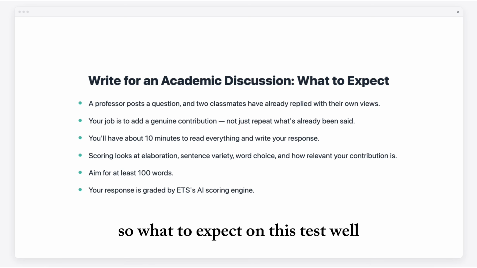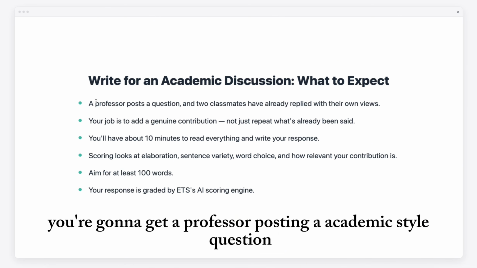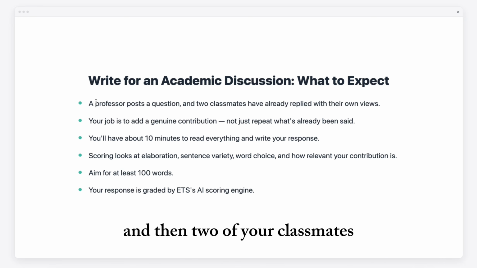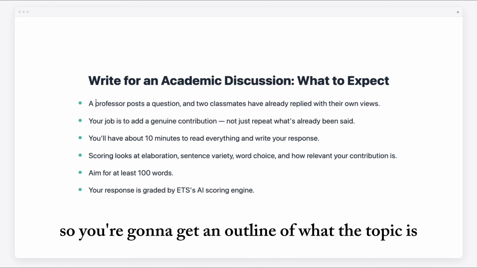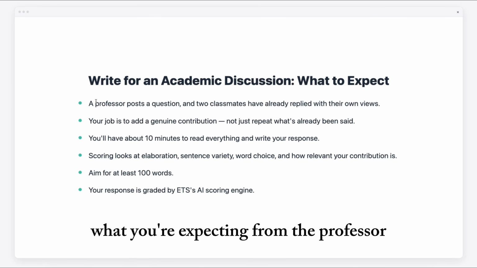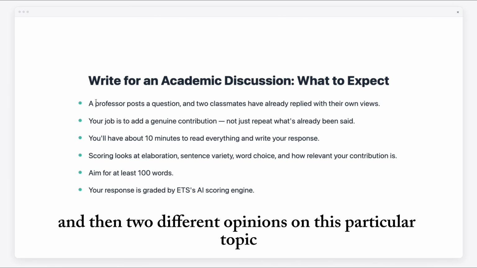So what to expect on this test? Well, you're going to get a professor posting an academic style question, and then 2 classmates are going to have replied already with their own views. So you're going to get an outline of what the topic is, what you're expecting from the professor, and then 2 different opinions on this particular topic.